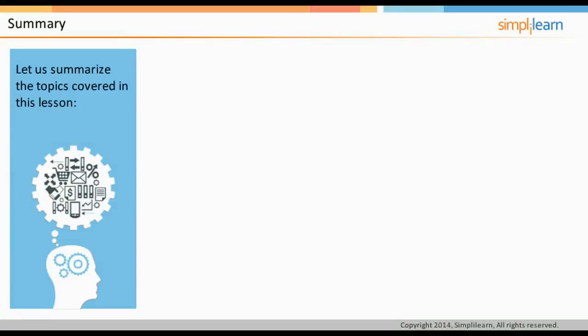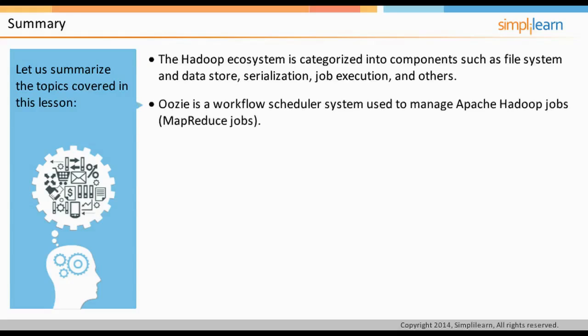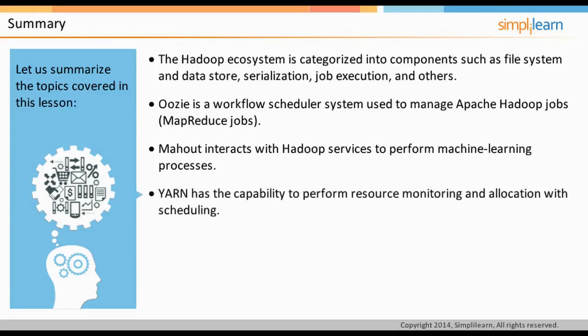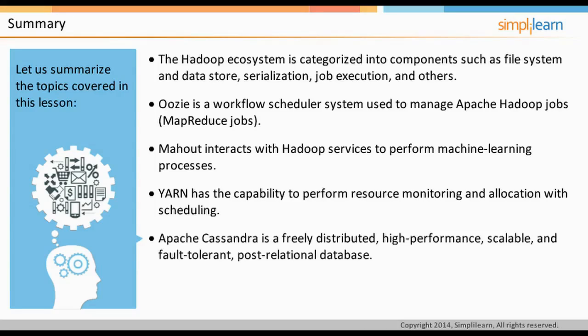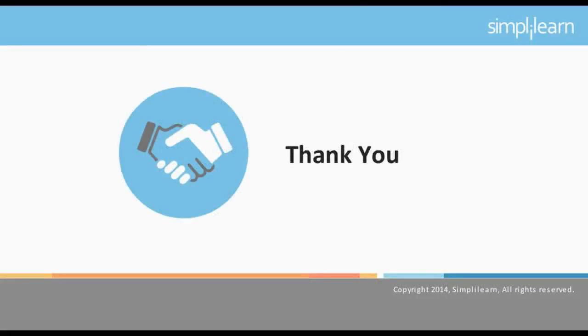Let us summarize the topics covered in this lesson. The Hadoop ecosystem is categorized into components such as file system and data store, serialization, job execution, and others. Oozie is a workflow scheduler system used to manage Apache Hadoop jobs, MapReduce jobs. Mahout interacts with Hadoop services to perform machine learning processes. Yarn has the capability to perform resource monitoring and allocation with scheduling. Apache Cassandra is a freely distributed, high-performance, scalable, and fault-tolerant post-relational database. Apache Spark is a fast MapReduce-like engine used for large-scale data processing. In the next lesson, we will focus on Hadoop administration, troubleshooting, and security.